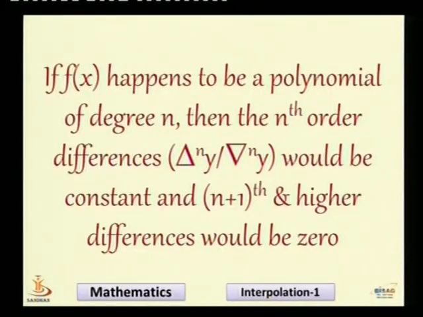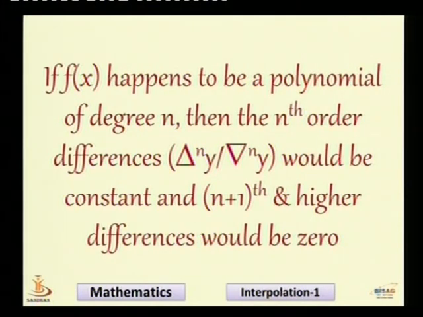Delta raised to 4 or nabla raised to 4 is evaluated only for 1 point. So what we can generally see from the difference table, whether it is a forward difference table or a backward difference table, is that as the order of differences increases, that is from the first order, then second order, third order, fourth order, and so on, the number of points in each column keeps on decreasing. That is the observation.